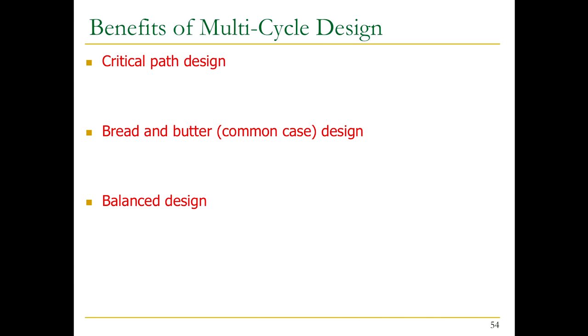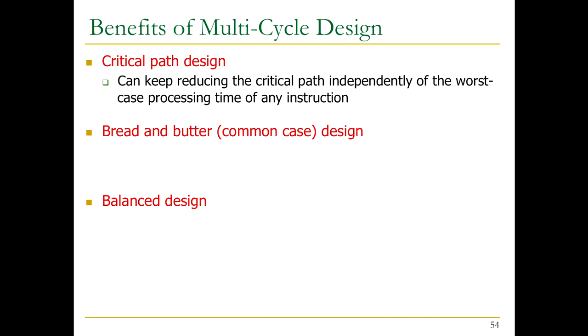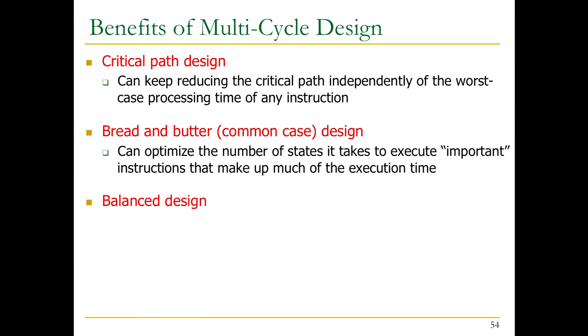Okay, let's look at the benefits in terms of the design principles. Critical path design, it looks good. You can keep reducing the critical path independently of the worst case processing time of any instruction, right? As I said, you can say, I want my processor to run at 30 gigahertz, and I'm going to set my clock cycle time to that. And now I'm going to design my finite state machine around that. Common case design, you can optimize the number of states it takes to execute important instructions, right?